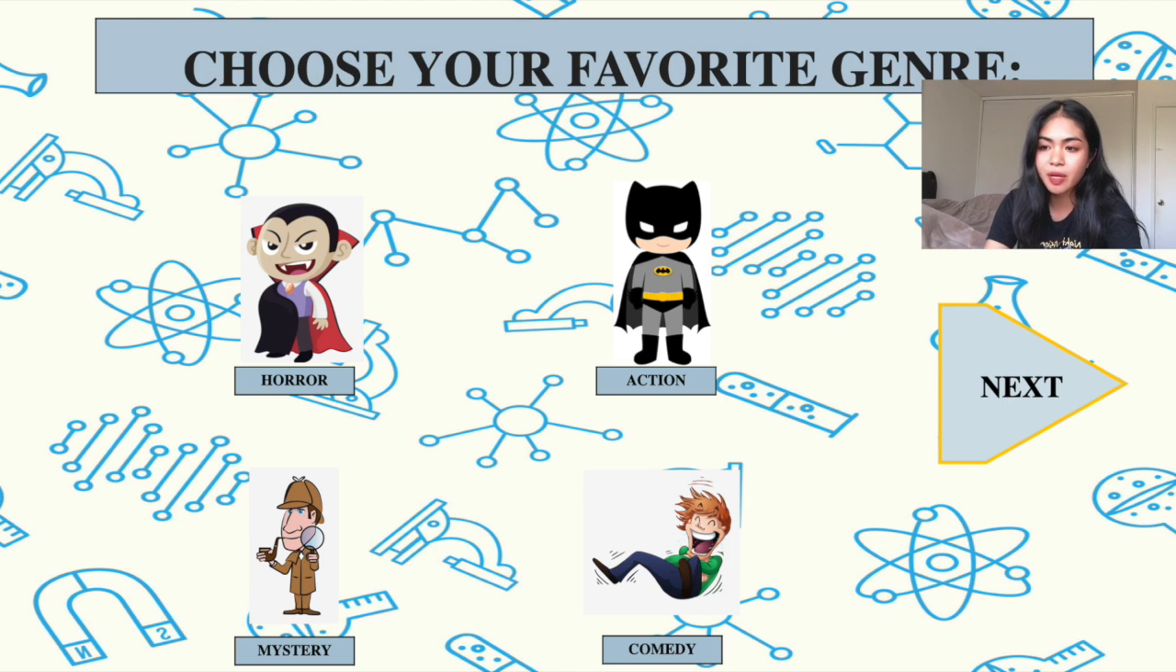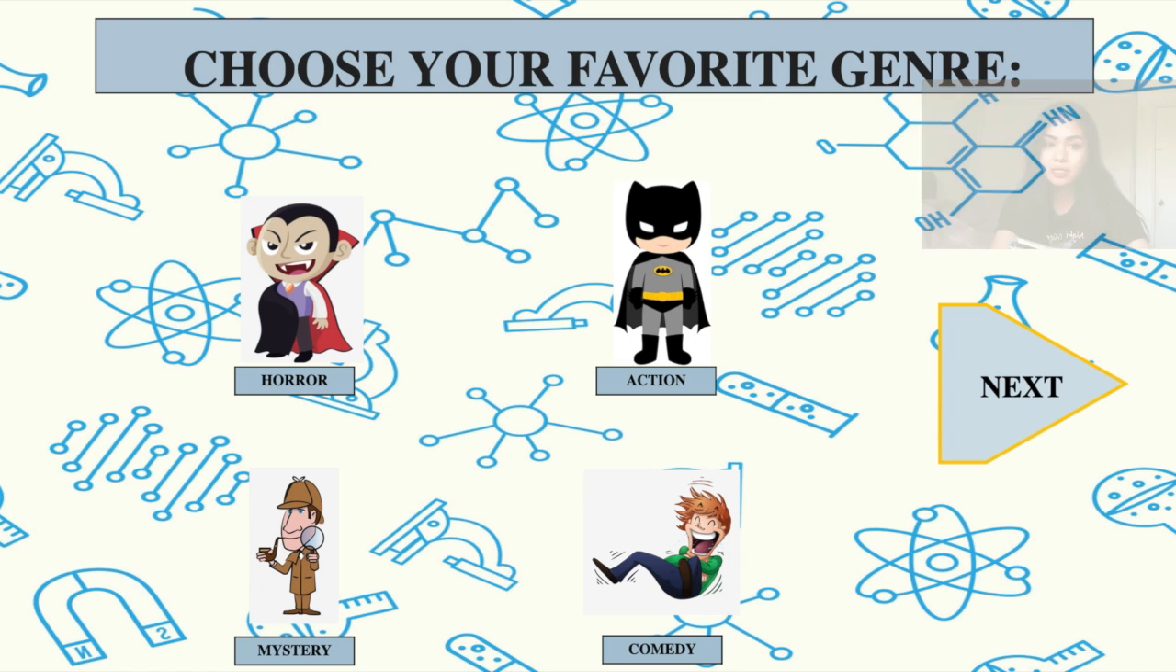Then after you pick that, you will click to another slide, and then it will say choose your favorite genre. Then in one of those genres, you will be able to choose a type of movies or books that you like to read, and it can be horror, it can be action, it can be mystery, or it can be comedy. So whichever one that you would like to prefer, you can choose, and then you can choose next.